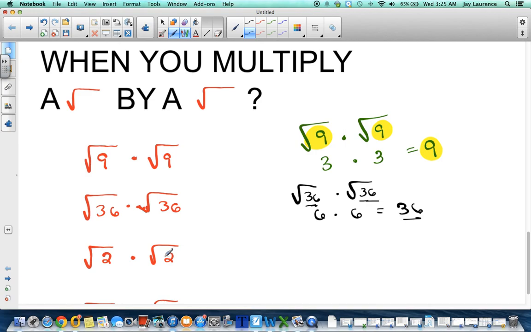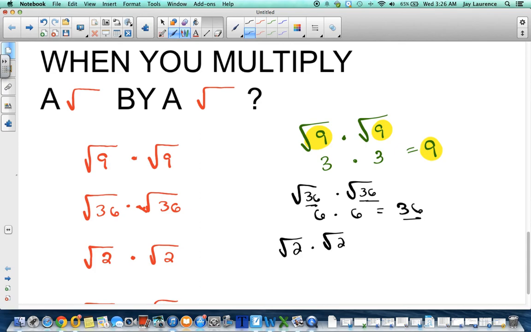How are you going to do rad 2 times rad 2? Because you don't know the square root of 2. No, you don't. I know some of you are thinking, yeah, I do. It's 1. You are incorrect. I know you weren't thinking that, Laura, because you know that the square root of 2 is an irrational number. Absolutely.